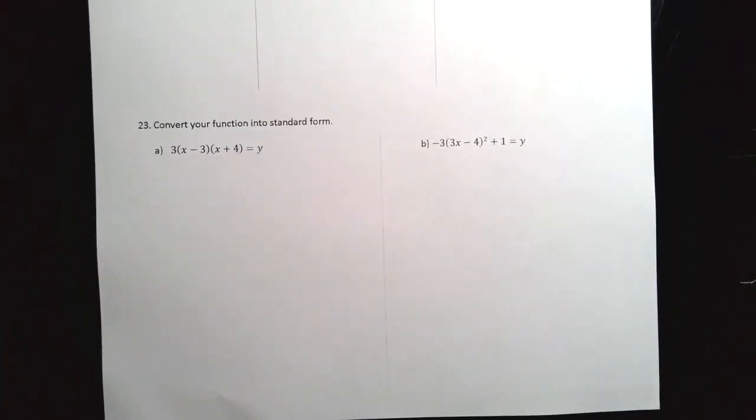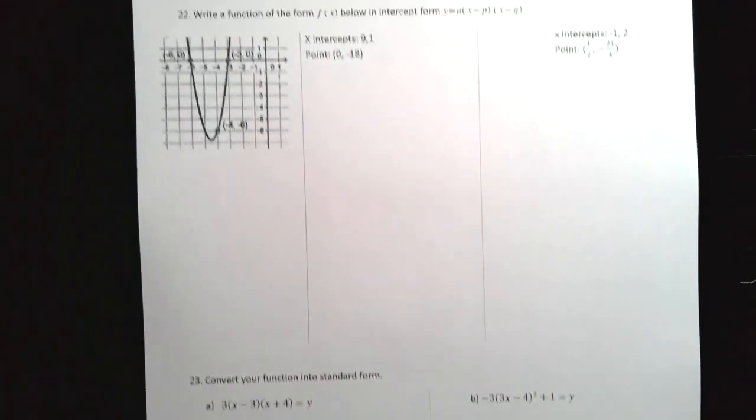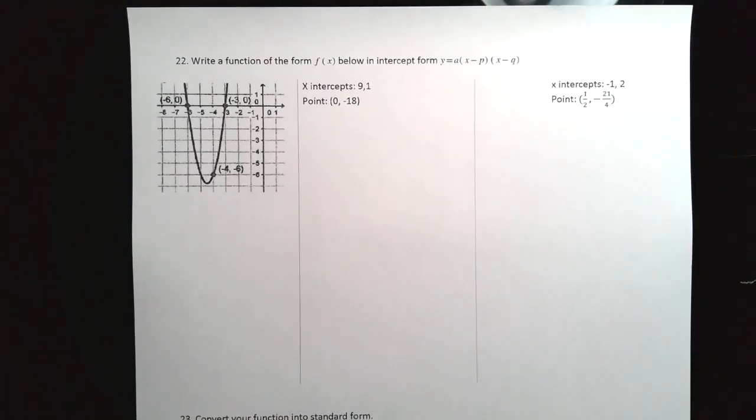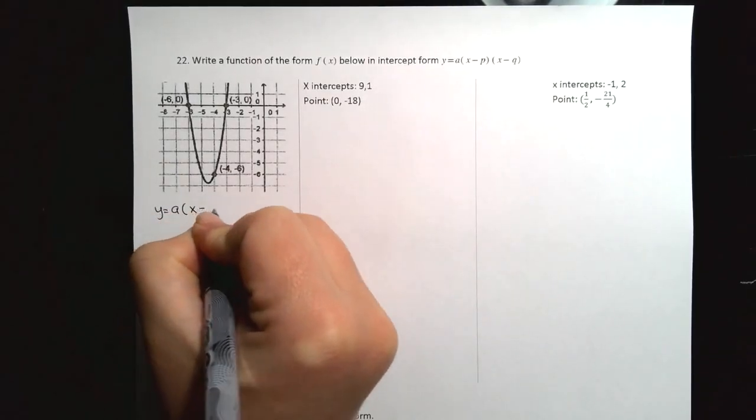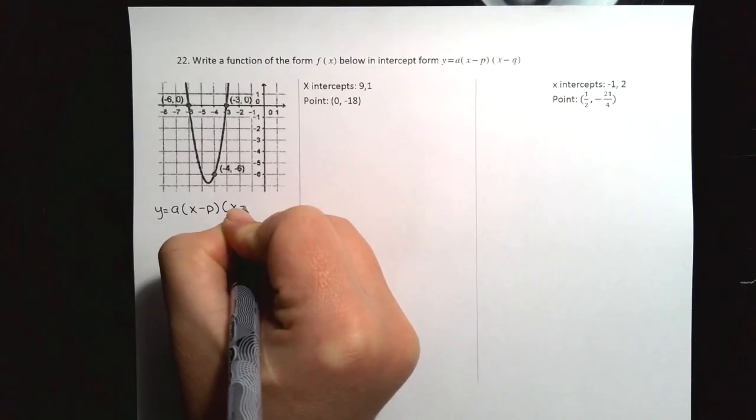Moving on. Oh my goodness, it's the last page. Hang in there. All right, question number 22, again, write in the form of f of x. This time it's asking for intercept form, so we have a different format. We have y equals a times x minus p, x minus q.